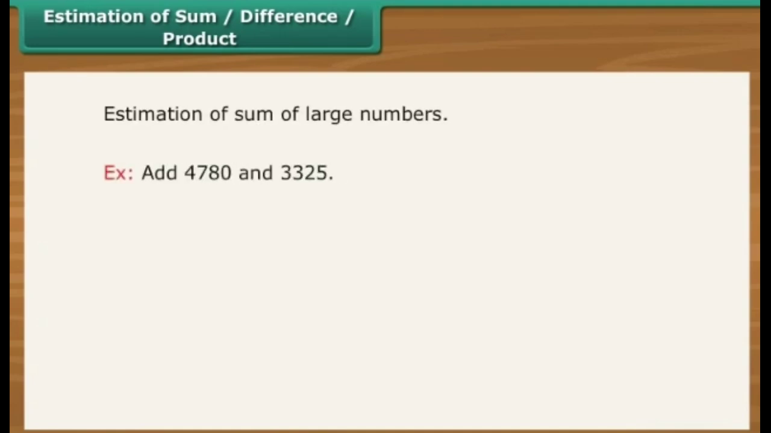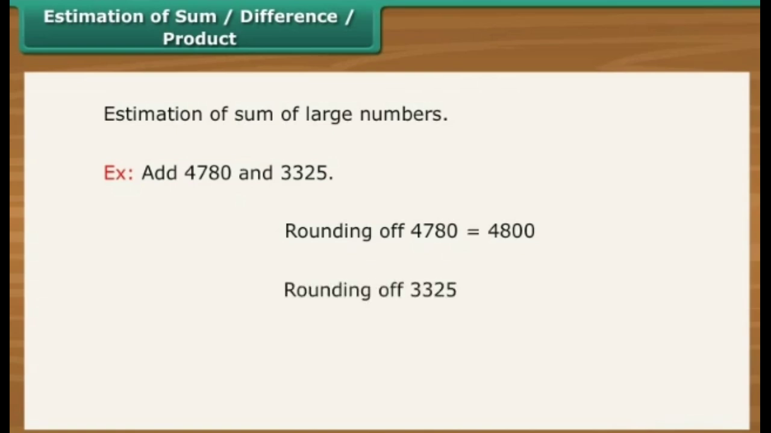Estimation of sum, difference, product. Estimation to nearest number can help in the estimation of the sum of 2 large numbers. For example, add 4,780 and 3,325. Rounding off 4,780 would make it 4,800. Rounding off 3,325 would make it 3,000. Sum of the two, 7,800.